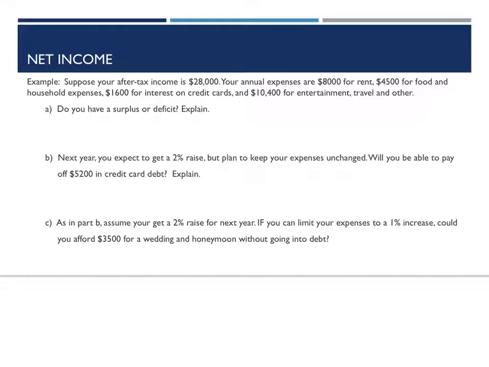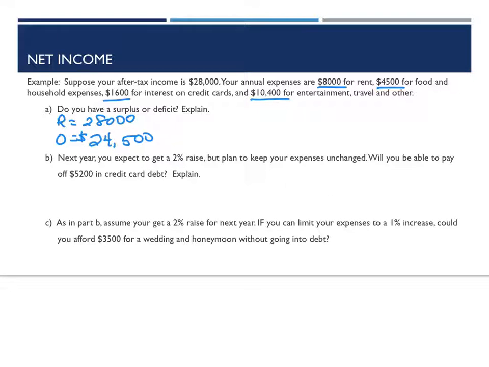Okay, so we have an income of $28,000. And then we have a list of expenses. So our receipts appear to be $28,000. Our outlays, we need to add up $8,000, $4,500, $1,600, $10,400. If we do that, our outlays are $24,500.